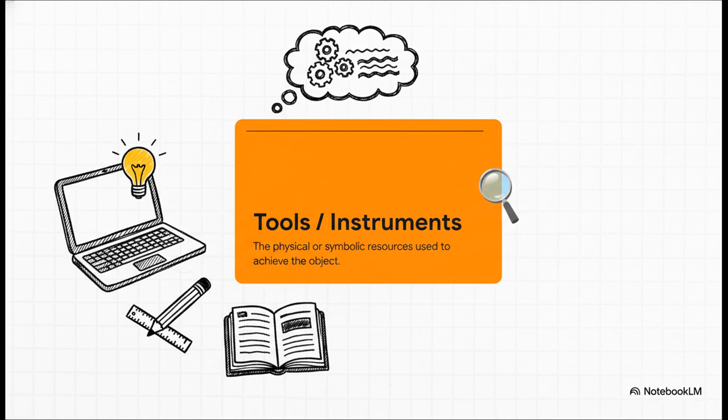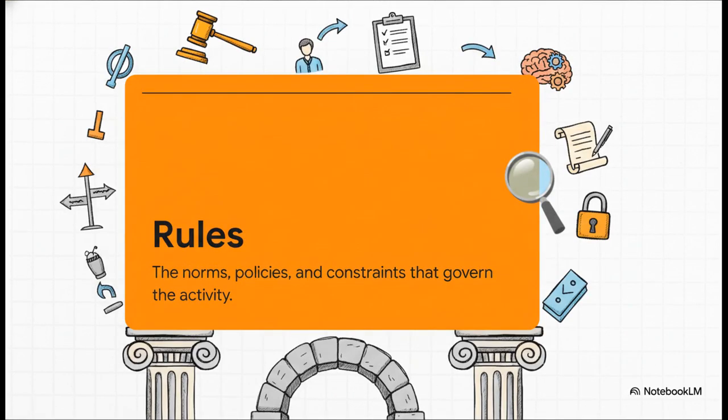These are the instruments that make the work possible. Now we get to the bottom of the triangle, the social foundation. First up, we have rules. These are the obvious things, like the project deadline or the budget, but they're also the unwritten, implicit rules, like the company culture that expects you to answer emails at 10 p.m.